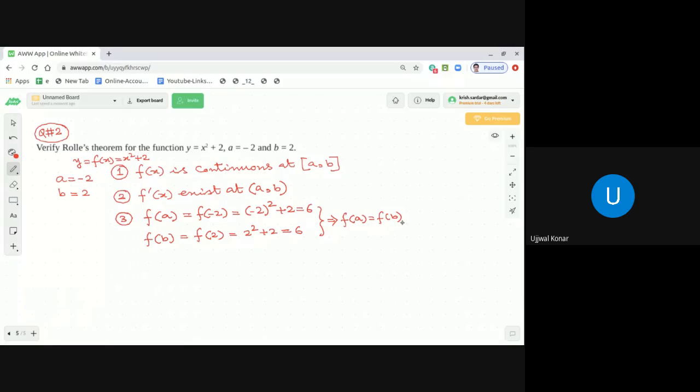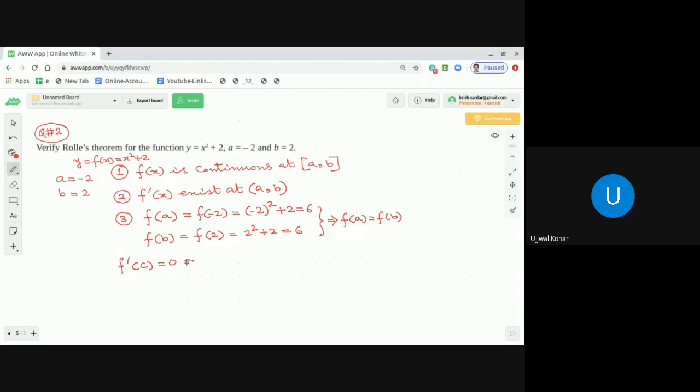So dear students, what we see is that f(x) is continuous at closed interval a comma b. f dash x exists at the open interval a comma b, and we see that f(a) equal to f(b). That means all the three conditions are satisfied for Rolle's theorem. Then we can conclude the result of Rolle's theorem: there exists a point c in between a to b open interval such that f dash c is equal to 0. We need to show that c belongs to the open interval minus 2 to 2.